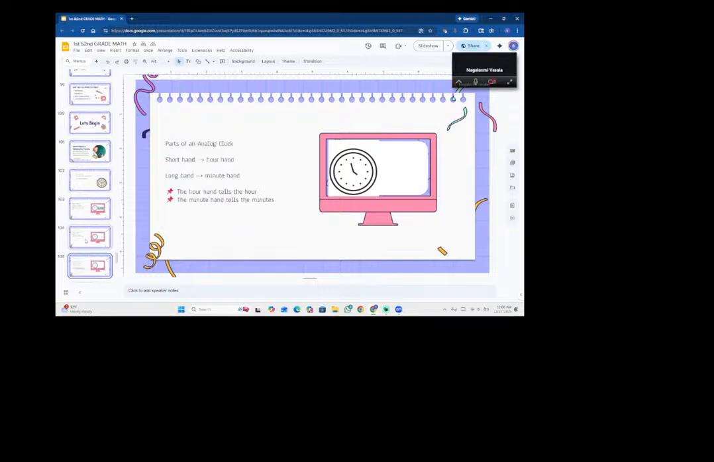Parts of an analog clock. So the short hand is the hour hand, and the long hand is the minute hand. And each of these are numbers. So this is 12, 1, 2, 3, 4, 5, 6. So right now it's pointing to 1, 2, 3, 4, and this is 11 right here.